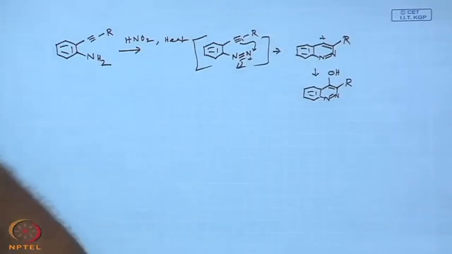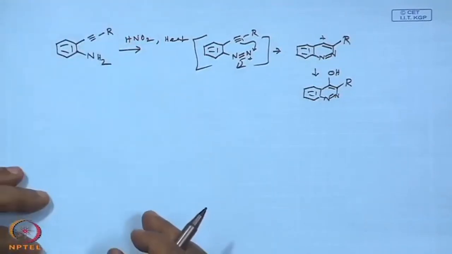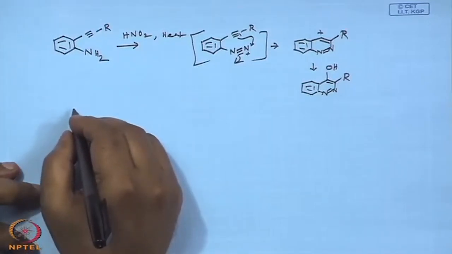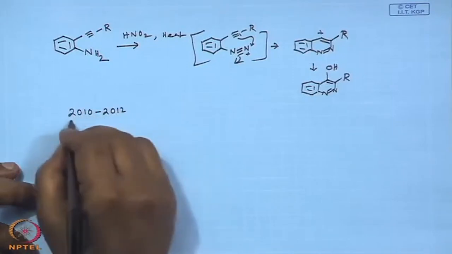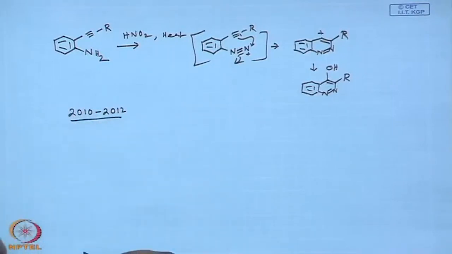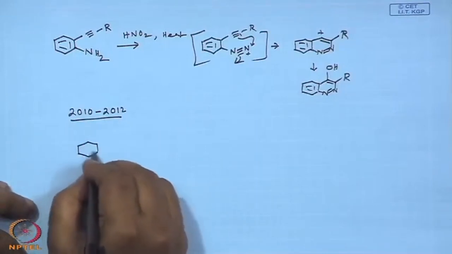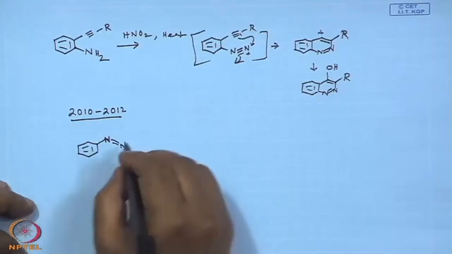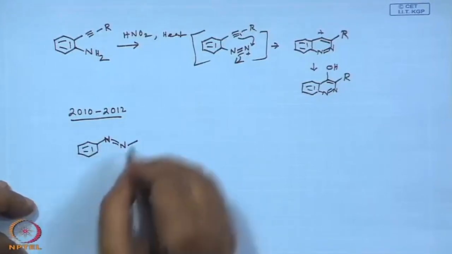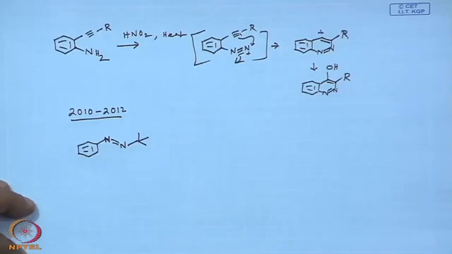The recent one, I do not have the reference, but it is published somewhere between 2010 and 2012. It is quite interesting. You start from this azo compound. All of us know azo compounds are useful as what? Dyes. What else? Basically they are dyes, in food dyes also. Most of the food dyes available in the market are actually azo compounds.